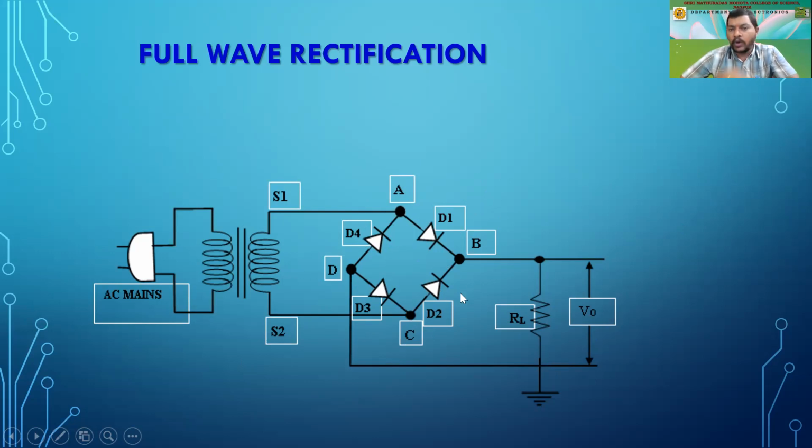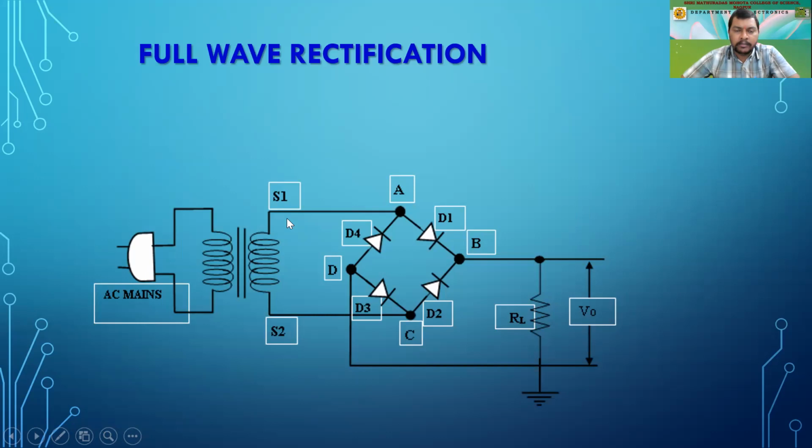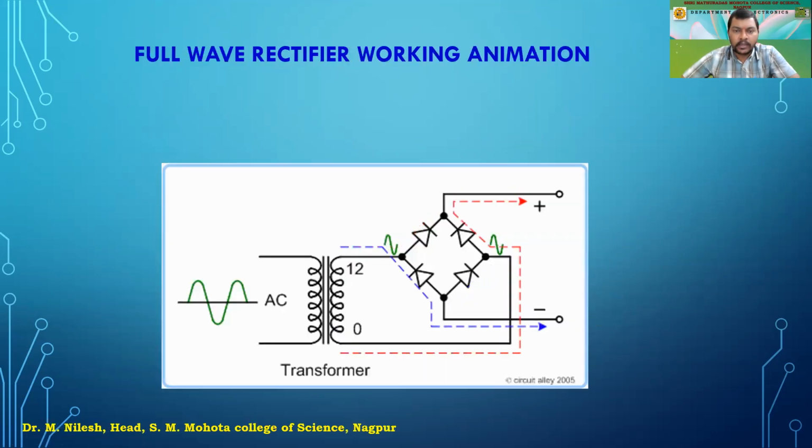During the working of this, what happens? Two diodes at a time will work, meaning they will be in forward bias, and at the same time the other two will be in reverse bias, right? So let us see what happens. Actually, this is the animation of that. Yeah, so this is how it goes.